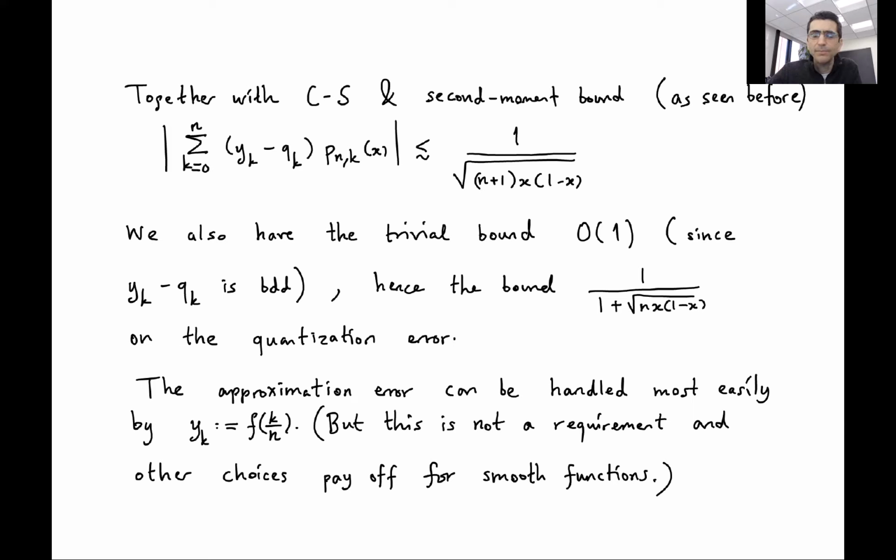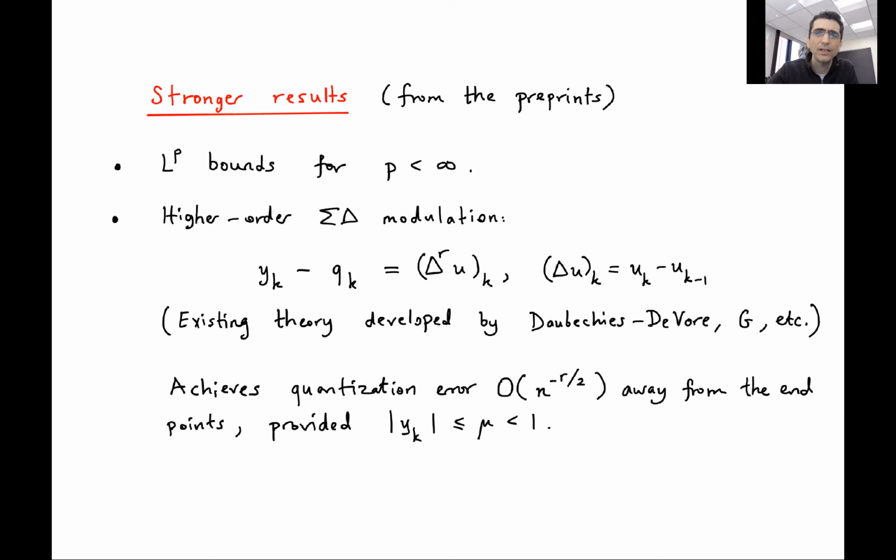Now, I said before that the approximating polynomial with real coefficients does not have to be the Bernstein polynomial. This is something I'll get back to, but in the interest of time, let me just try to move faster. So in our preprints, we have a number of stronger results. First of all, we have the results stated for other LP norms. The problem with the endpoints is actually handled more nicely with the LP norms.